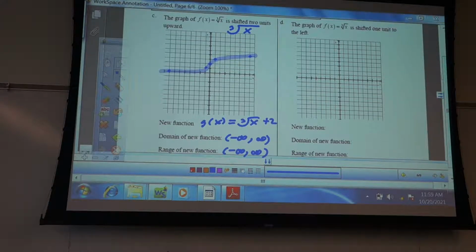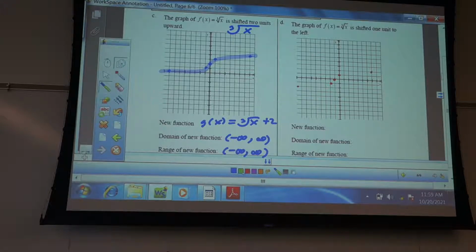Next one, I'm going to go 1 unit to the left. So here's my origin, 1 unit to the left is over here. And then I'm going to graph my points. From here I'm going to go right 1, up 1, right 8, up 2. And then from my new origin, again, I'm going to go back 1, down 1, back 8, down 2. So it should look something along the lines of this.